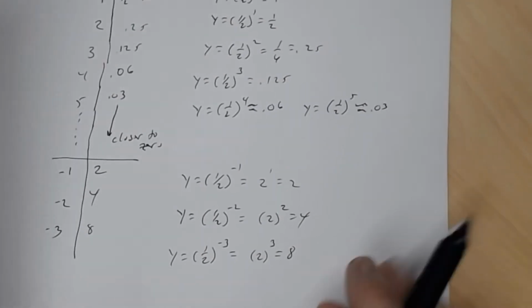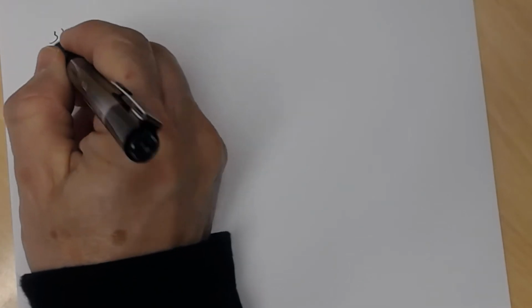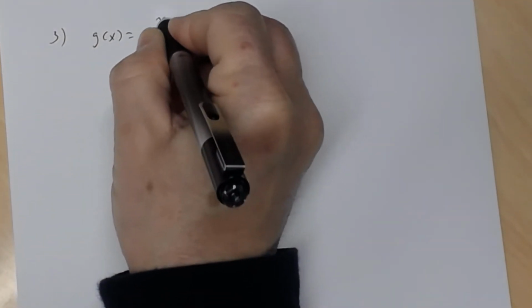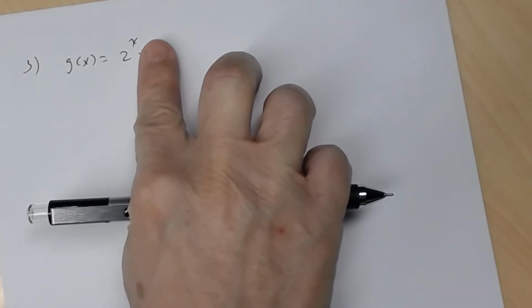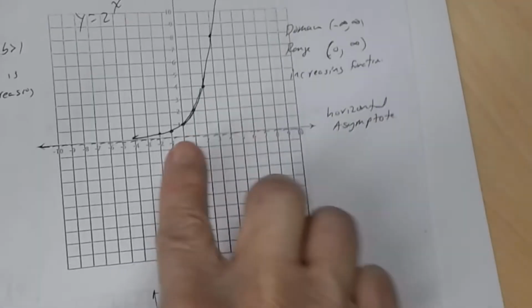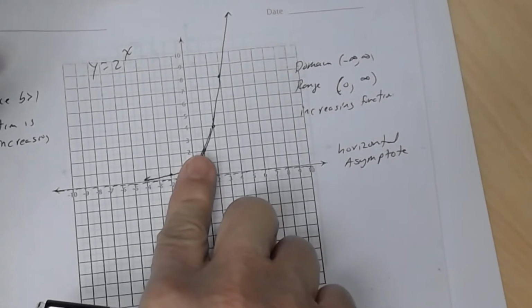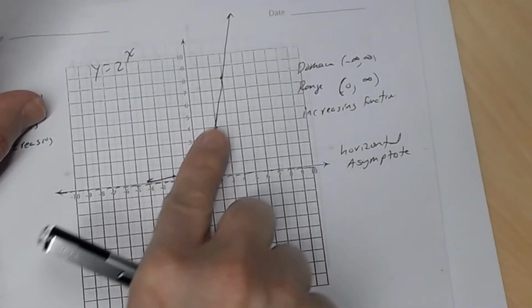All right, let's look at another one. Let's look at number 3. Suppose in number 3 we had 2 to the x minus 3. So let's say g of x equals 2 to the x minus 3. A while ago we graphed 2 to the x, and you know what that looks like. y equals 2 to the x is this. But what does subtracting 3 do to this graph? That's the question. All right, let's do a t-table.